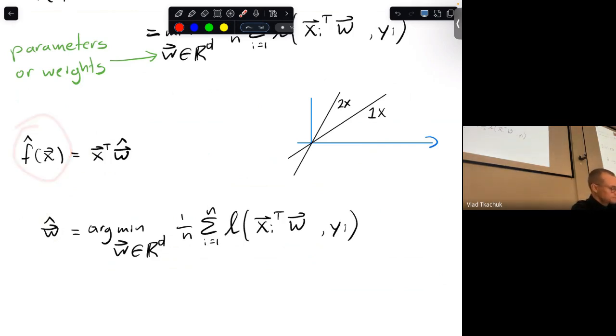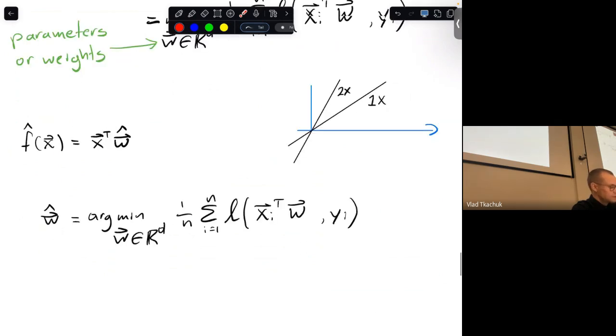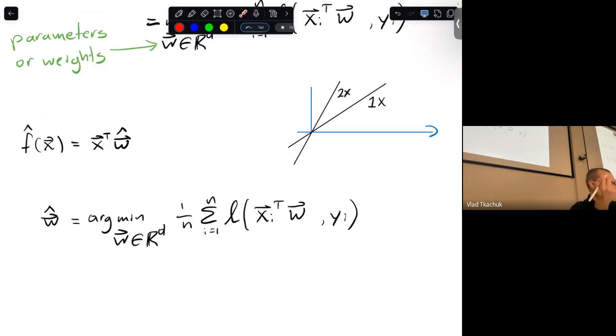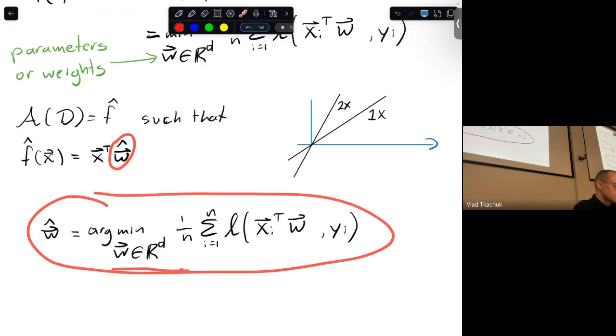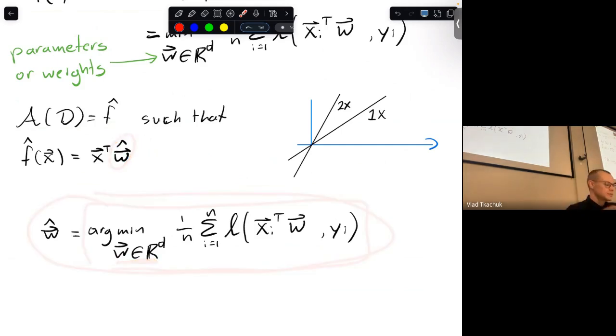Okay, that's that. And literally, this is what the learner is going to do. Our learner will take in this data set and output f hat, such that f hat is equal to this, where w hat is the solution to this minimization problem, which we have already kind of seen how we're going to approach solving.